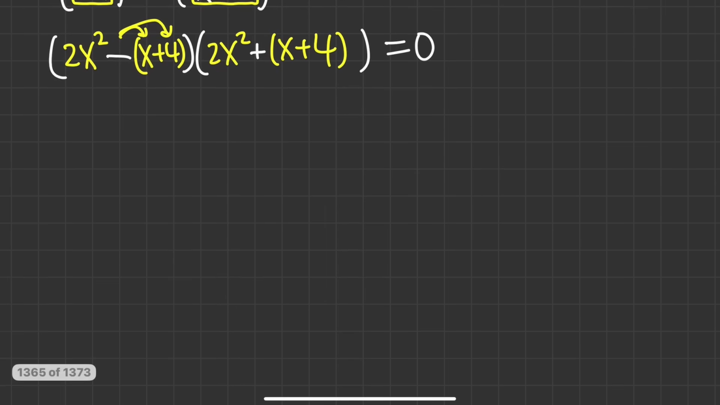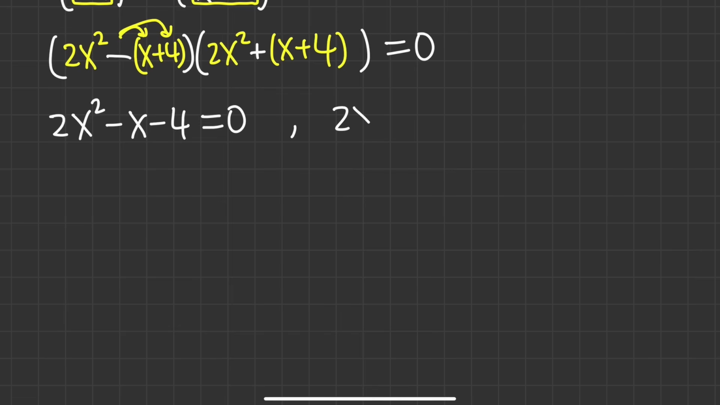Now we can actually factor it. Now for the first one, we have a quadratic, 2x squared minus x, and then distribute it, we get minus 4, that's equal to 0. And for the second one, 2x squared plus x plus 4, it's equal to 0.